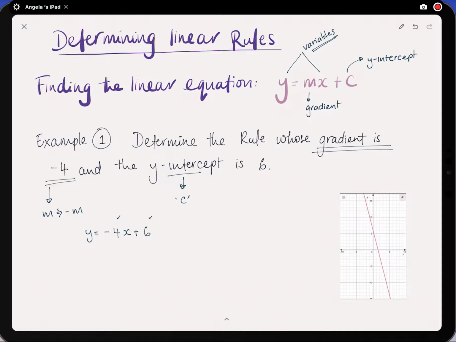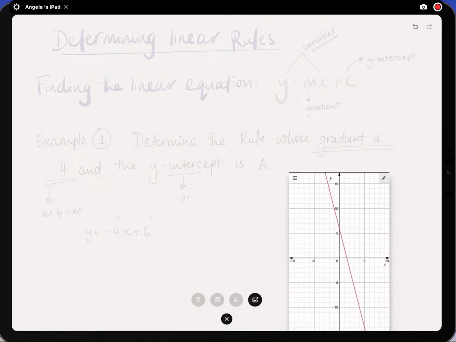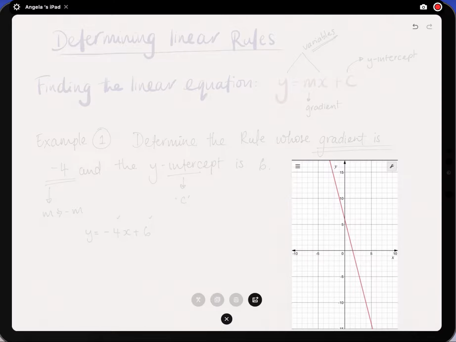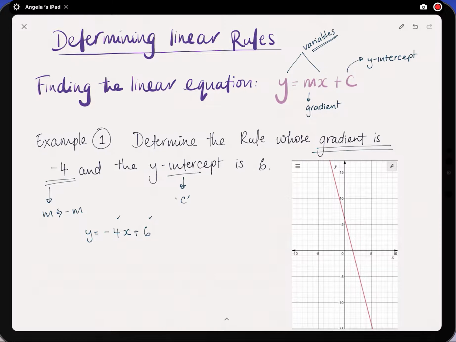Now I've included an image here, I'll just make it a little bit bigger, on the right hand side as a reference point to the equation that we've just found. What we can see here is that the graph intersects the axis when y is equal to 6, and our gradient is going in a negative direction, which is shown by the graph itself. Now, you won't always be given a graph when you're asked to find the rule. I've purely included it as a point of reference just to visualize what we've worked out.